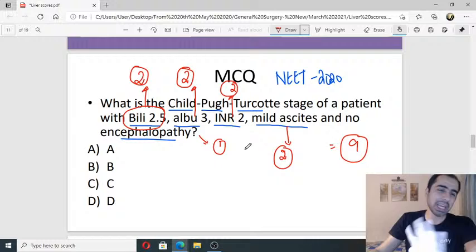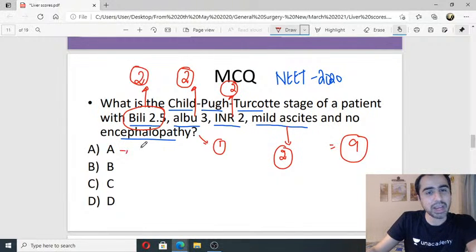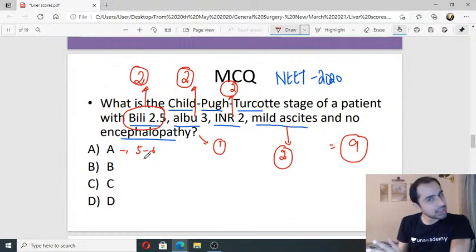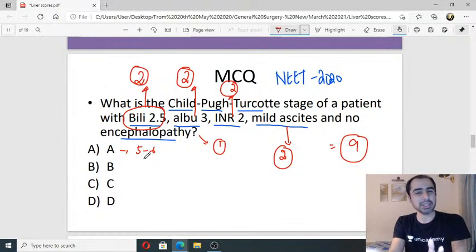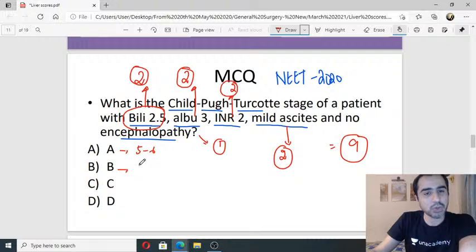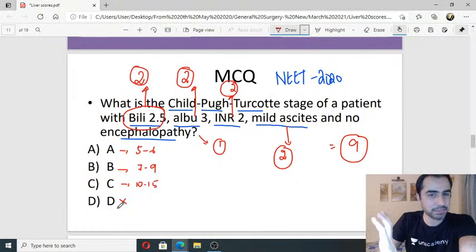Now 9 is what? A, B or C, ये तो आना ही चाहिए. A is going to be 5 or 6. The best score will be A, the least score is 5, so 5 or maybe 6. B is going to be 7 to 9. C is going to be 10 to 15. And D करके तो कोई score होता ही नहीं है. D is demise. So this is A, B, C. Answer is Child's B.